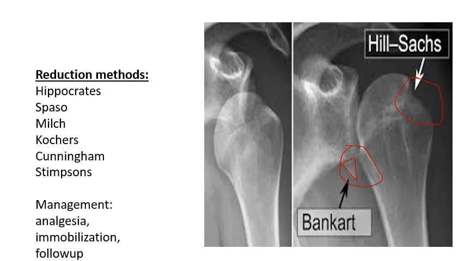Okay. Management is your analgesia, immobilization. How can you immobilize? You can use a shoulder immobilizer, or you can use a collar and cuff, and you need to give an orthopedic follow-up for these patients. You don't admit, but you arrange for a follow-up at fracture clinic, and discharge them.